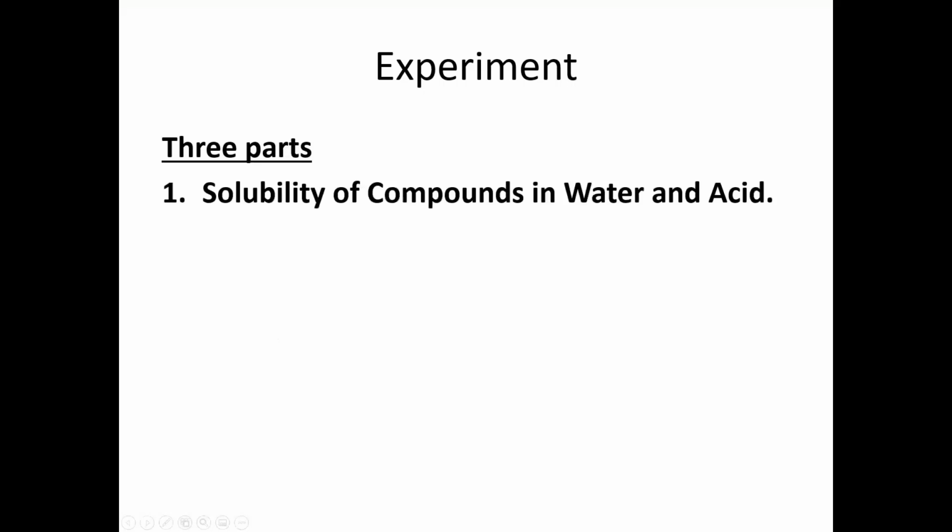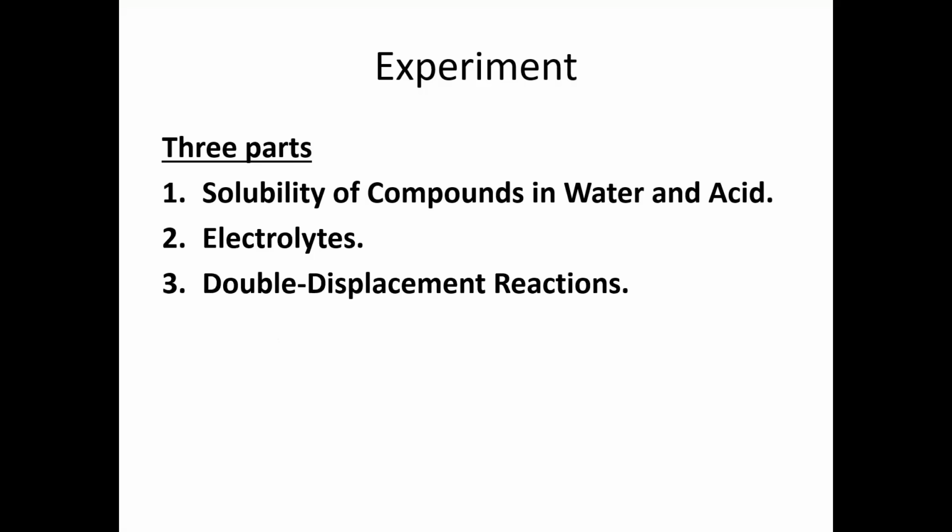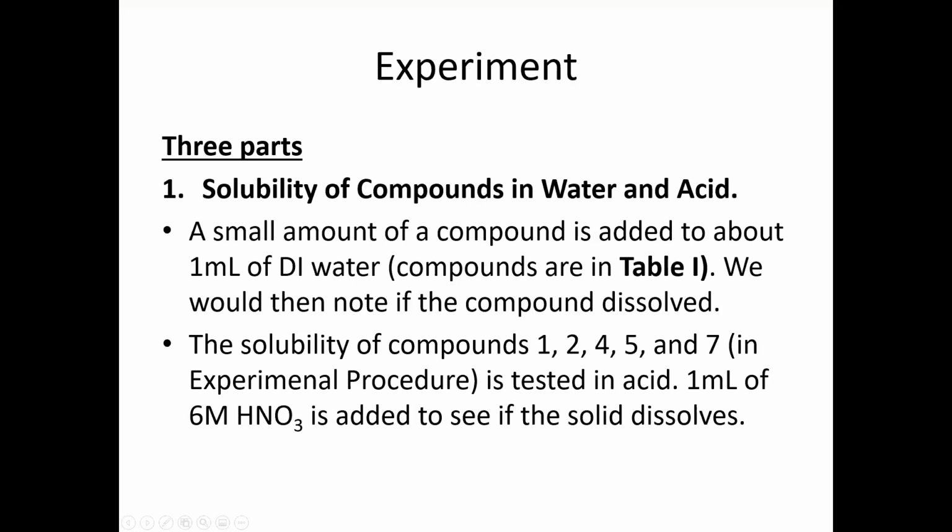In this experiment, we have 3 parts. The first part is the solubility of compounds in water and acid. The second part is to review the concept of an electrolyte. And the third part is to run a couple of double displacement reactions and write down the net ionic equations. So let's look at the first part, the solubility of a compound in water and acid.